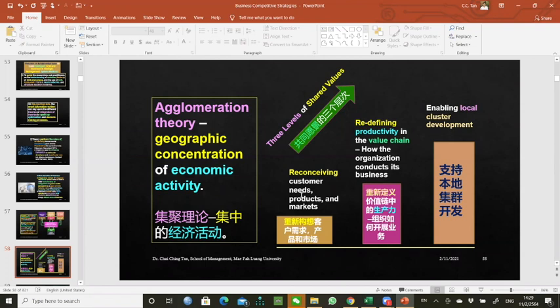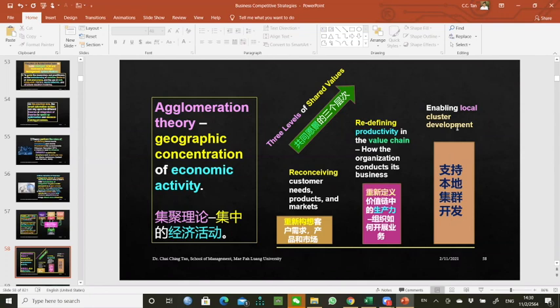And Michael Porter's Harvard Business Review articles on these agglomerations demonstrate that we have to understand the market afresh, redefine our way of doing things, and then pull everybody together to help us make these things happen. And so there are three levels of shared value co-creation. So we co-create local clusters.